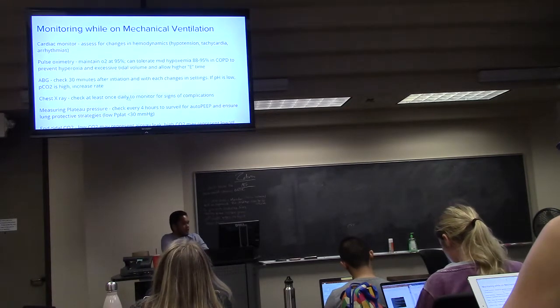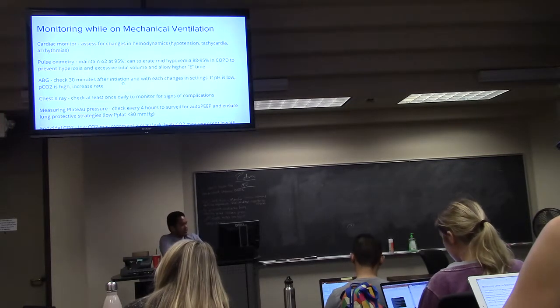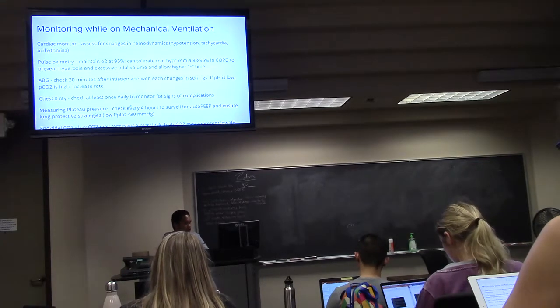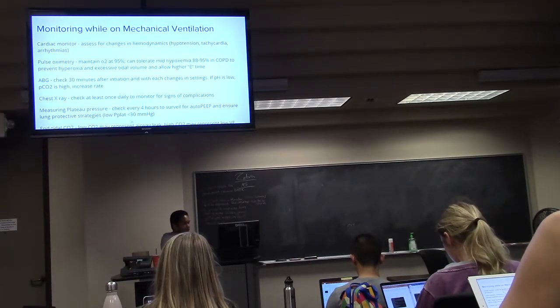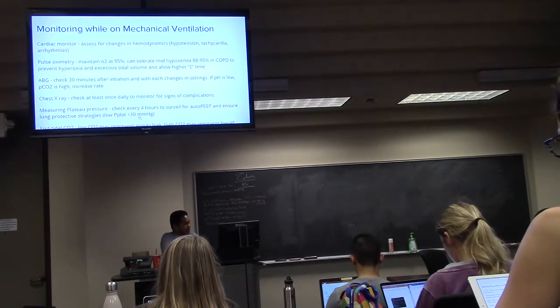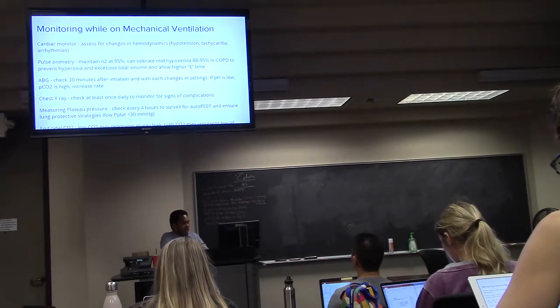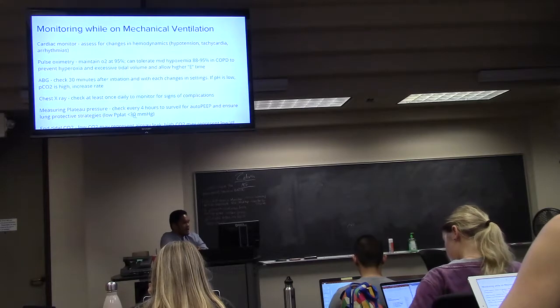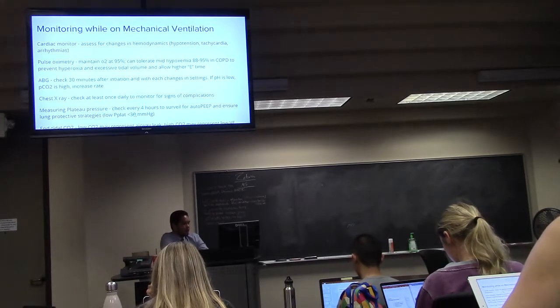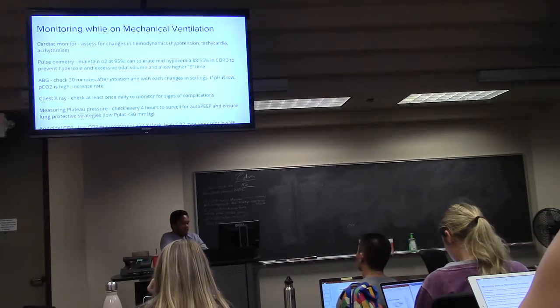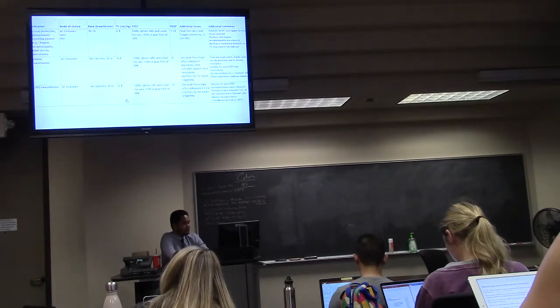The chest x-ray makes sure that they're not developing complications of pneumothorax or migration of the endotracheal tube. Measure the plateau pressure, which is the alveolar pressure, keeping that below 30, every 4 hours at the very least. And then the end-tidal CO2, to make sure that the patient is getting an adequate amount of minute ventilation. If their end-tidal CO2 is greater than 45, that tells you the minute ventilation is not enough, that they're developing way too much CO2. Or if their end-tidal CO2 is too low, maybe there's a leak in the system.